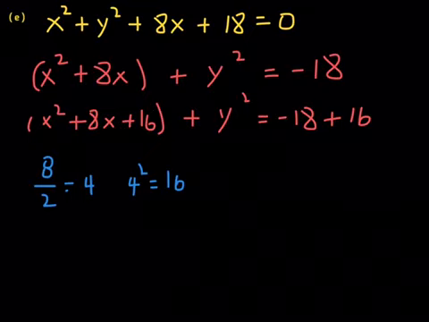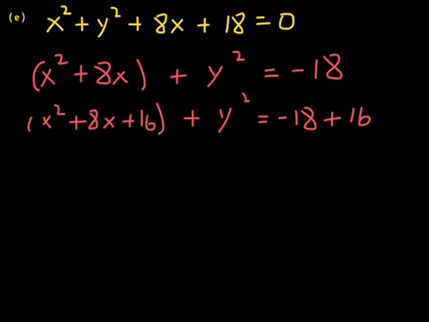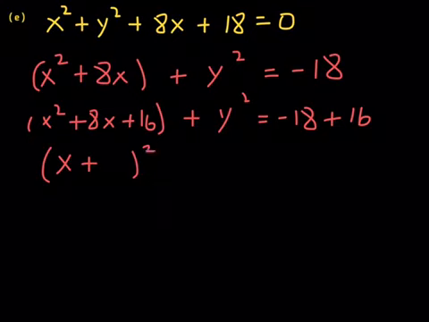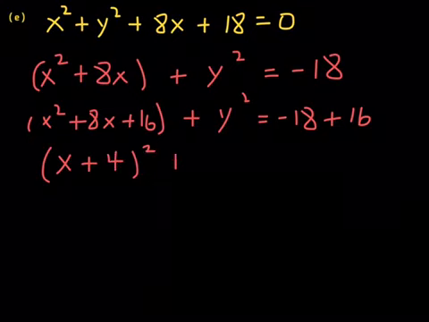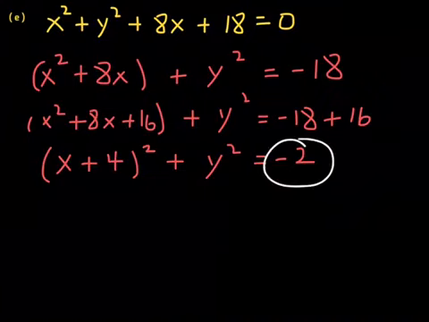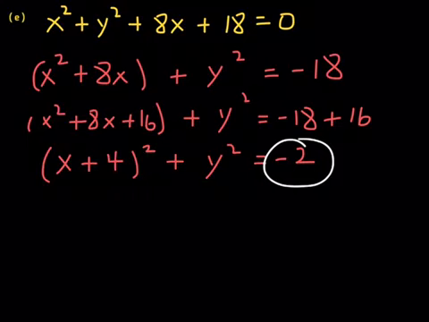Okay. Now let me make some space here. Now, this is x plus, and the number whose square gives me 16 is 4, plus y squared is equal to negative 2. Now, this here is supposed to be your radius, correct? Or, I'm sorry, excuse me. It's supposed to be the square of your radius. So then the radius is equal to the square root of negative 2.